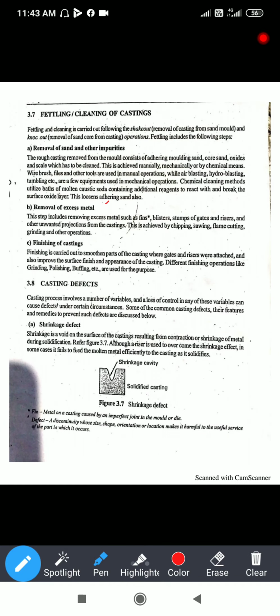Now the removal of the sands and the other impurities, I just now told you, either chemical cleaning methods utilize a bath, or it can be done chemically. Some chemicals are used for removing the sand, like caustic soda containing additional agents. The total casting is dipped into a caustic soda liquid and washed out. This way, the sands and other impurities are removed.